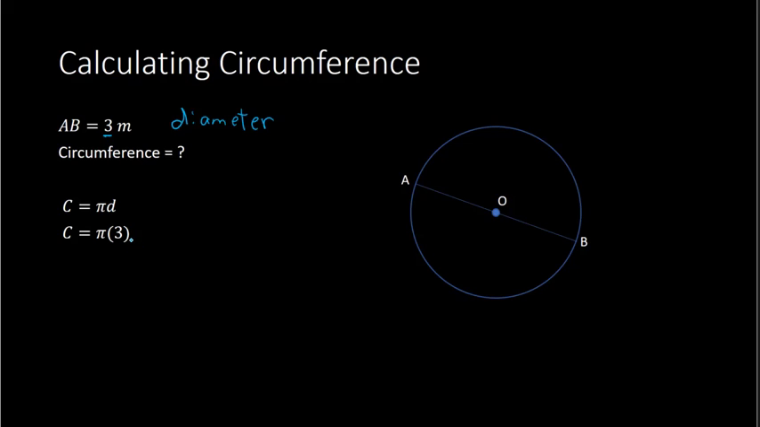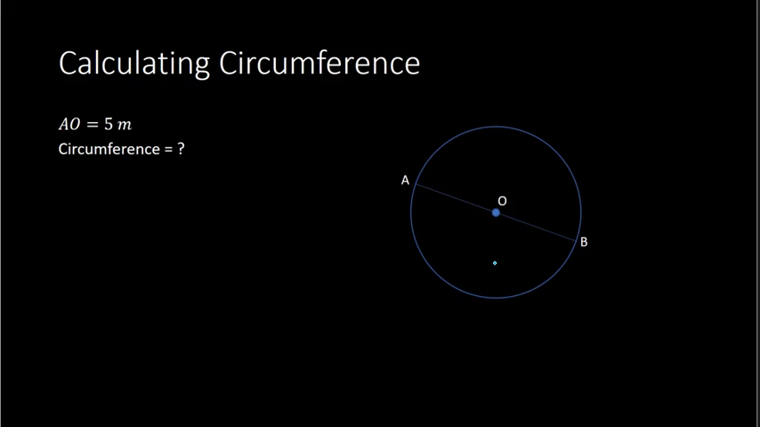So I typically put the number before pi, so I'd probably write this as c equals 3 times pi. I can leave my answer like this, or I can take the time to multiply by pi to get 3 times 3.14, which would give me 9.52 meters. So my circumference would be 9.52 meters, and that is the distance all the way around the circle.